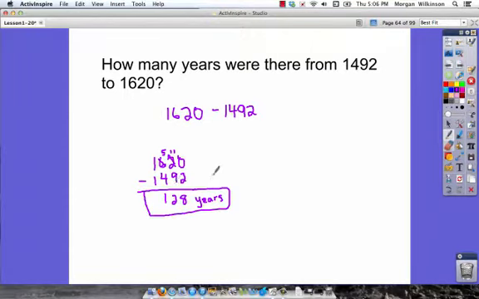We could check our answer by saying 1492 plus 128. And when we add this, we should get an answer of 1620. So 2 plus 8 is 10. Carry the 1. 1 plus 9 is 10, plus 2 more gives us 12. 1 plus 4 is 5, plus 1 more gives us 6. And we bring the 1 straight down, we get 1620. That's exactly what it should be. So there are 128 years between these two dates.